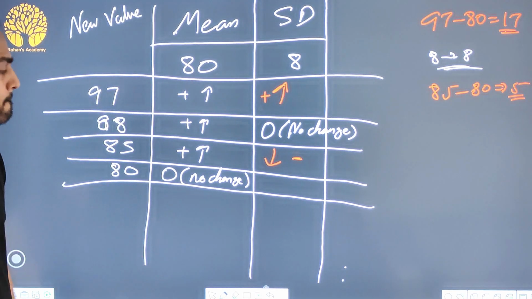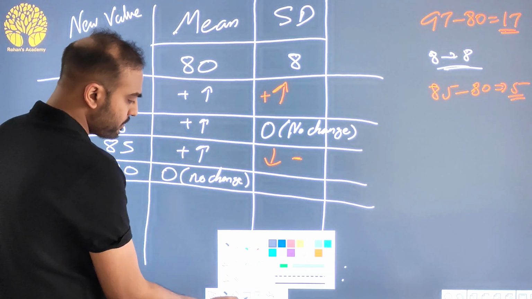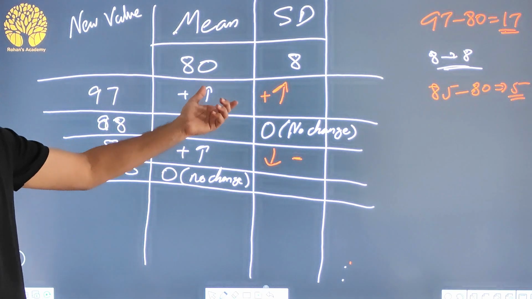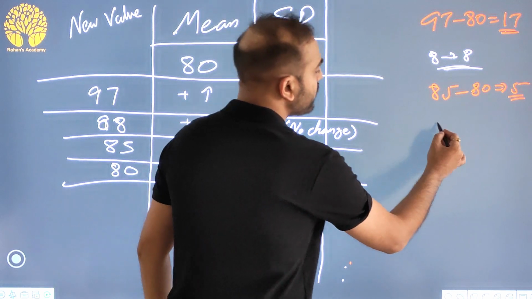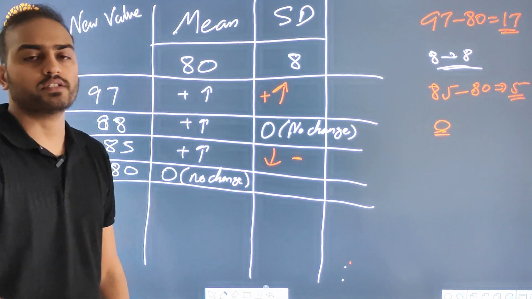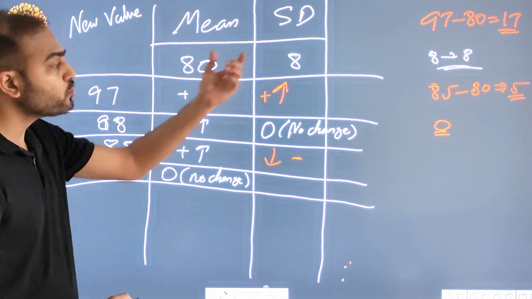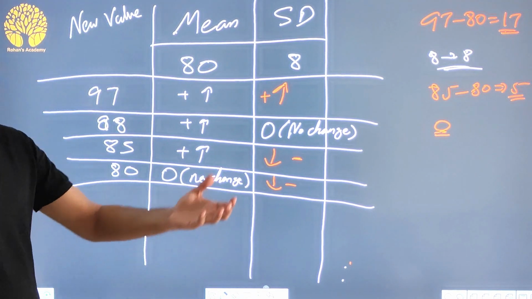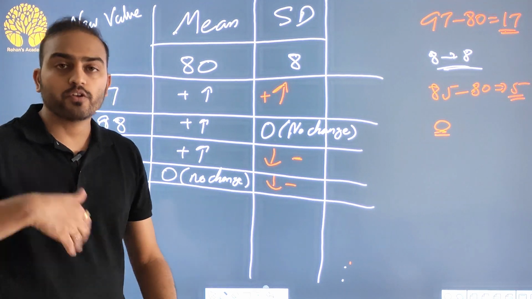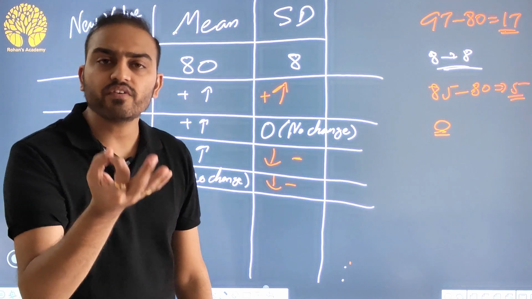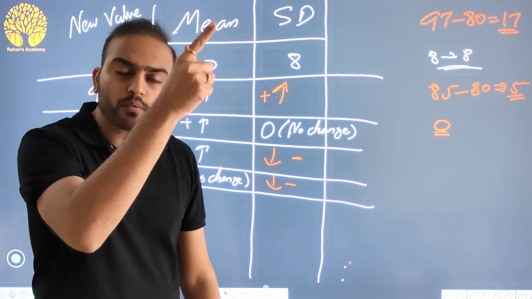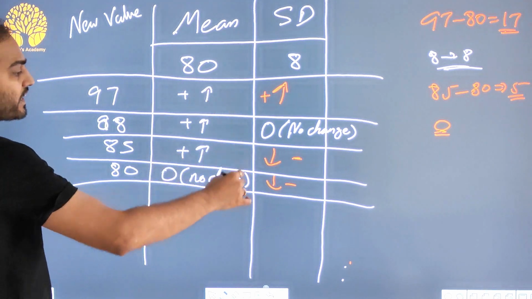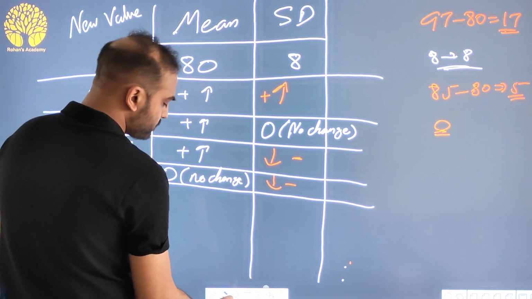Okay. 80. Now, take your time. Think what will happen to standard deviation. This 80 has 0 deviation, right? So what will 0 do to 8? Bring it down, right? So your standard deviation will decrease because the new value that you are adding has 0 deviation. What will 0 do to your previous average? Bring it down, right? So the standard deviation decreases.